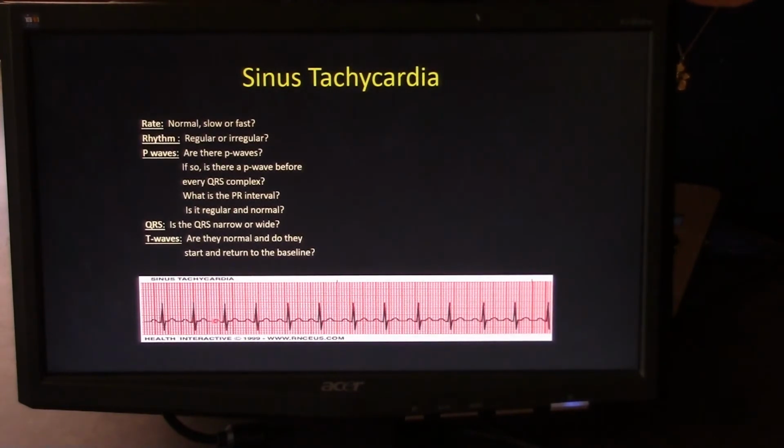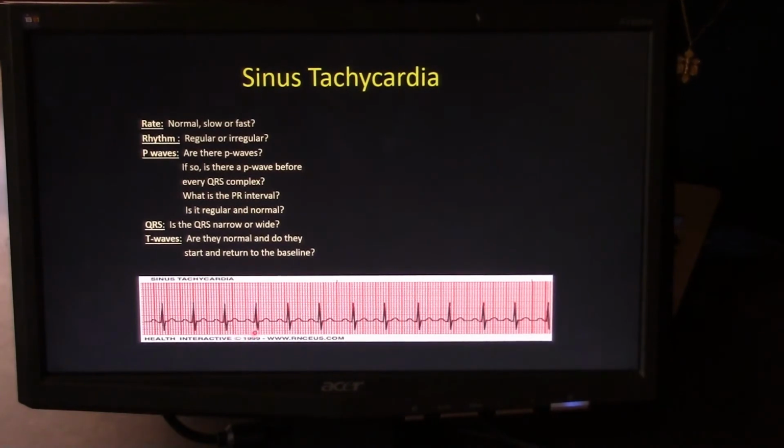Is it regular or irregular? Again, if you were to march out your marks on a piece of paper, you would find that these are equidistant from one another. It is regular. Are there P waves? Yes, there are, and there is one for every single QRS complex.